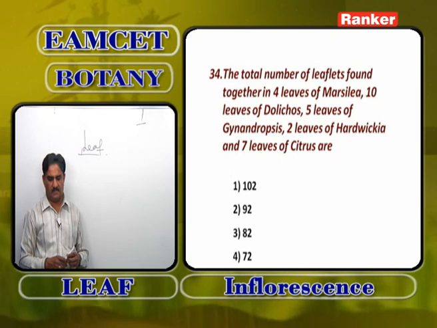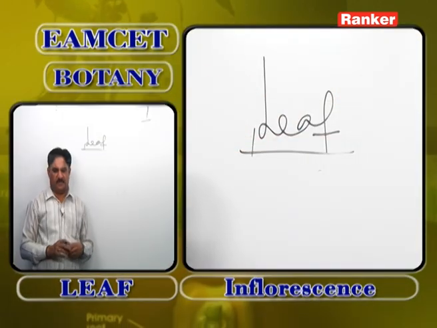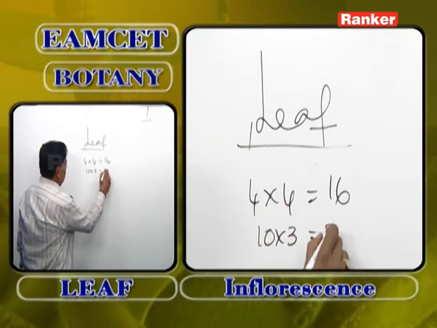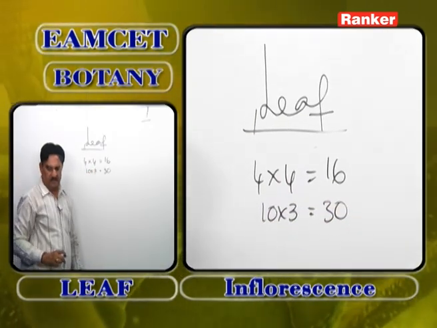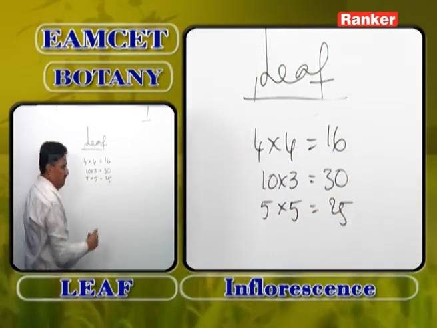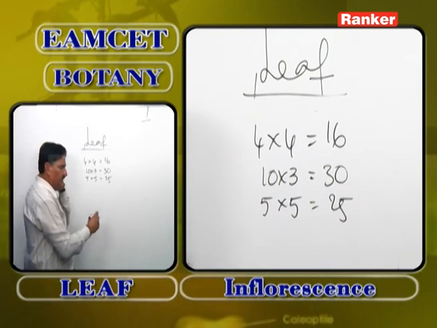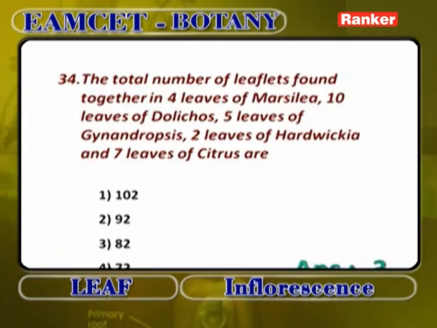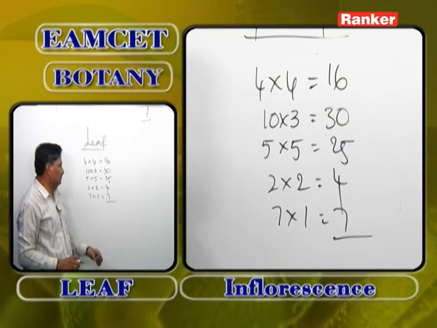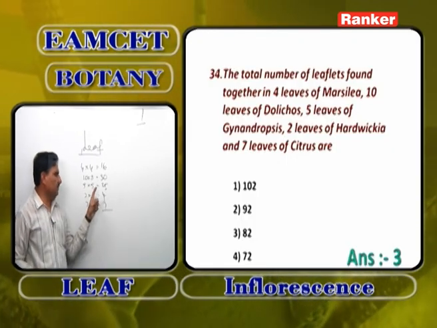Next, the total number of leaflets found together in 4 leaves of Marsilea, 10 leaves of Dolichos, 5 leaves of Gynandropsis, 2 leaves of Hardwickia, and 7 leaves of Citrus. 4 leaves of Marsilea means 4 into 4, 16. 10 leaves of Dolichos means 10 into 3, 30. 5 leaves of Gynandropsis means 5 into 5, 25. 2 leaves of Hardwickia means 2 into 2, 4. And 7 leaves of Citrus, 7 into 1, 7. So, the answer will be 82.